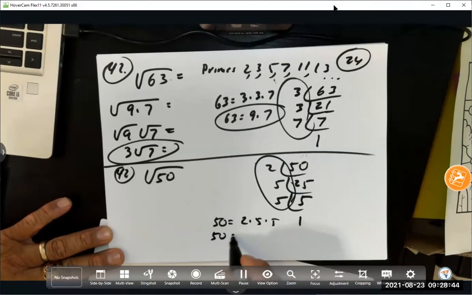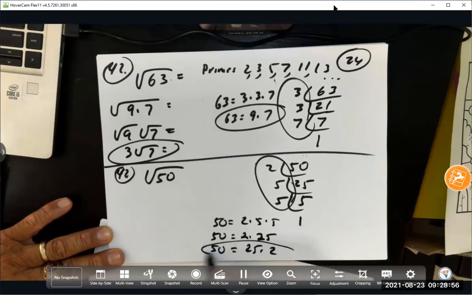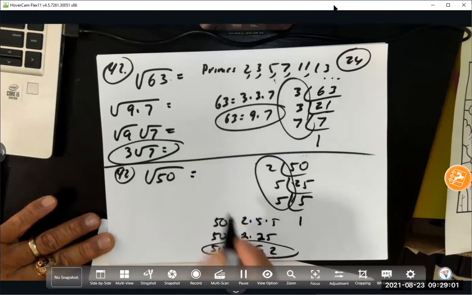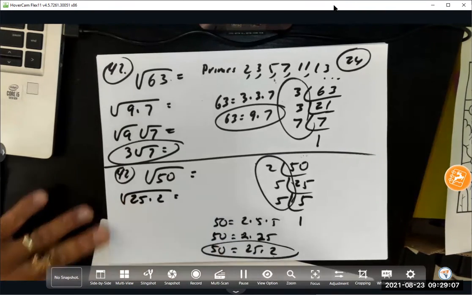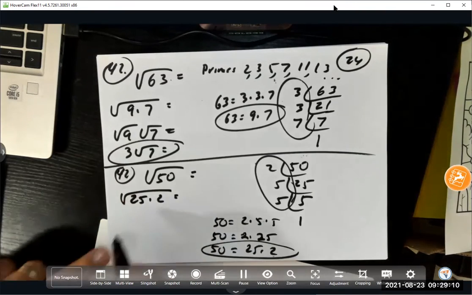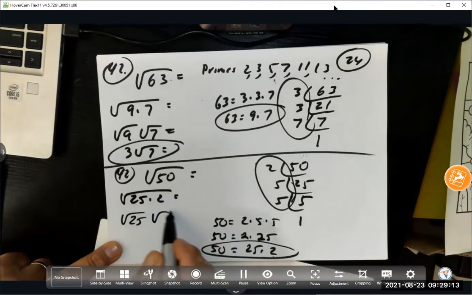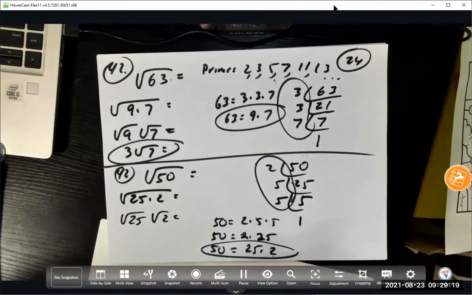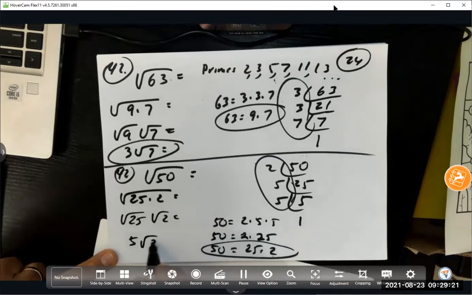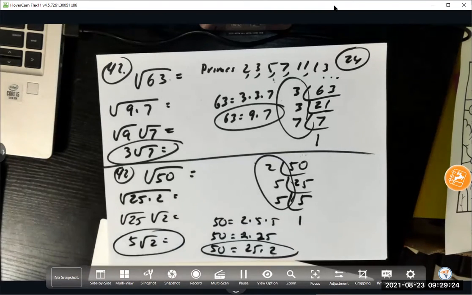Or 50 is 2 times 25, right? 5 times 5 is 25. Or 50 is 25 times 2. You see, I flipped it right here. 2 times 25, 25 times 2 is 50. So now back over here, this problem right here is going to be 25 times 2, because 25 times 2 is exactly 50. This one I can fix and this one I cannot fix. So what's the square root of 25 here? 5. Just give me 5 square root of 2. Does that make sense?